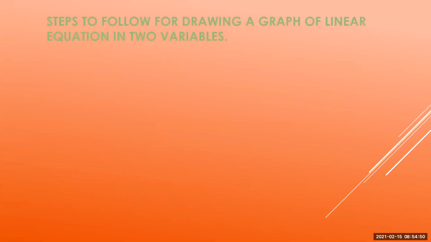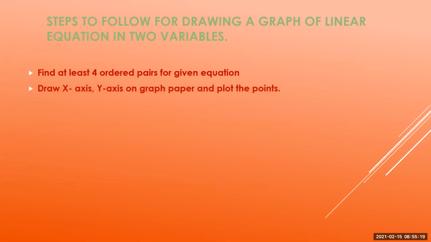Here are the few steps to follow for drawing the graph of a linear equation in two variables. The first: we require at least 4 ordered pairs for a given equation. Whatever equation is given to us, find at least 4 ordered pairs from it. It is very important. If you draw only 2, we cannot get a proper graph. More than 4 is also okay, but find at least 4.